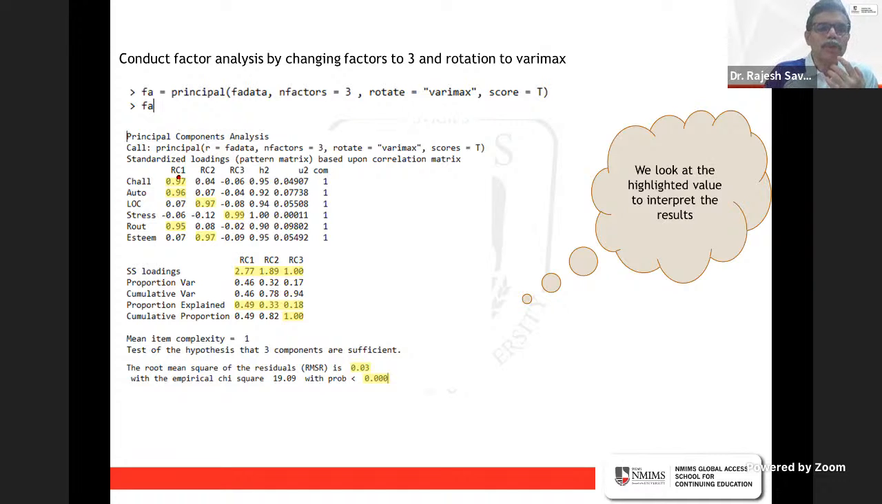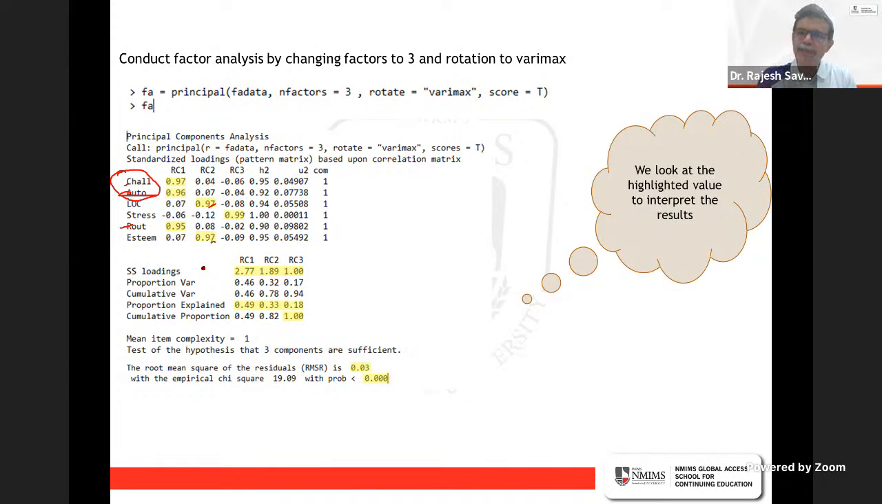Challenge, autonomy, and routine. Remember, highly correlated. LOC and esteem are highly correlated, and stress is independent. So RC1 is formed by highly correlated items. Like in the cost example, you know. I'll go to the first one. In the first example, item number one, item number two, and item number four were moving together. So they form one factor called customer alignment. Okay, one, two, and four. Then you have three and five. They were moving together, so they formed another factor, which is likelihood of return.